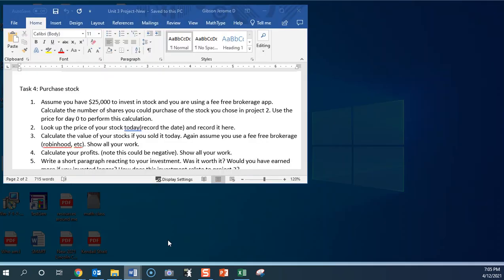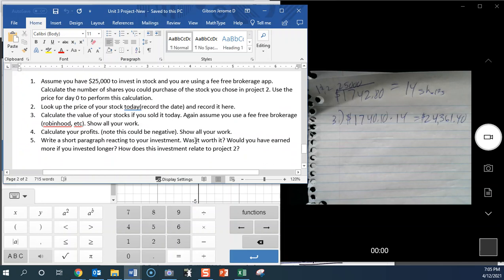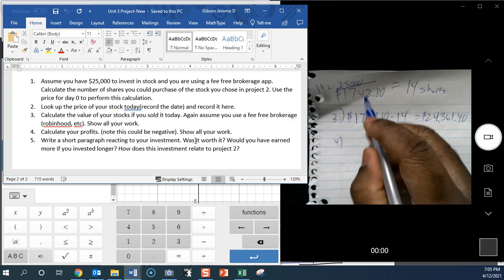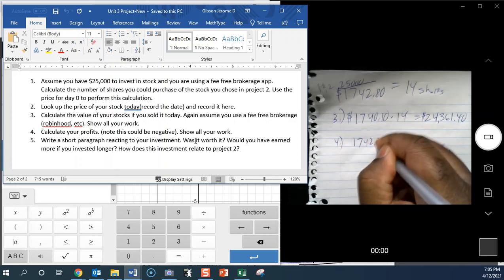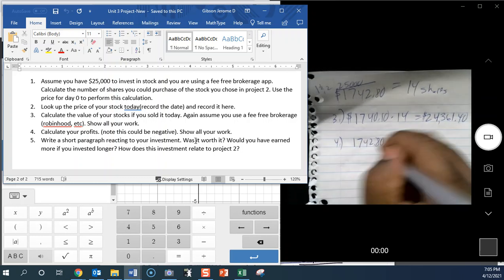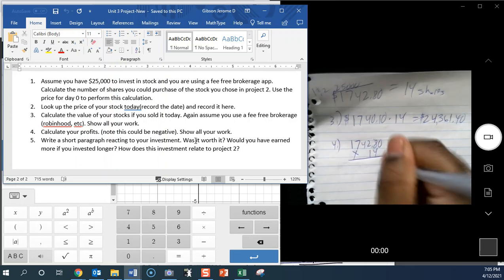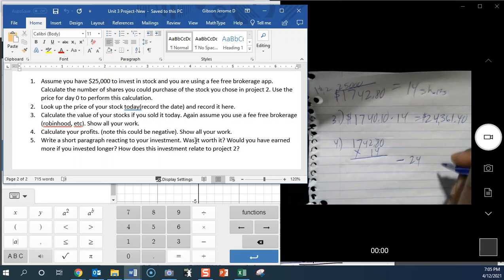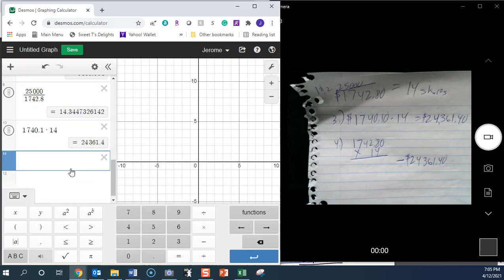Now, let's go back. Now it says calculate your profits. Now, this is how we would have to calculate the profits. This is number 4. The first thing we would do is take the original price of this item, multiply it by the shares that you had, and then whatever answer you get, you will subtract what you got here when you sold it. And since there's no fees, you don't have to worry about the fees. So let's go ahead and multiply this.